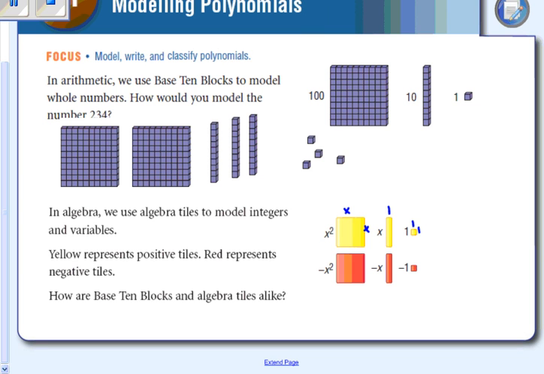Because we want to deal with both positive and negative numbers, we're going to let yellow tiles represent positives and red tiles represent negatives. On the photocopies that we made for you, of course, yellow and red don't show up. So you'll notice the yellow tiles look a little lighter and the red tiles look darker. The darker tiles will be negatives, the lighter tiles will be positives.